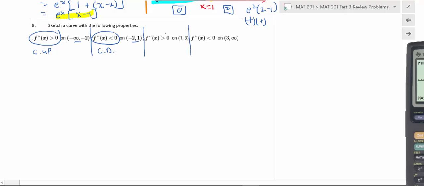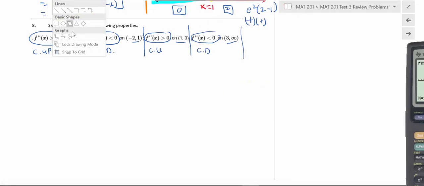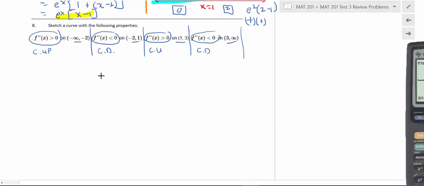Next thing that this gives is concave up, since the second derivative is positive, and that's going to be on that interval. And then finally, this one, you've got the second derivative is negative. So that means you're going to be concave down on that interval. So what we're going to do is try to draw a graph that has these pieces of information on it.